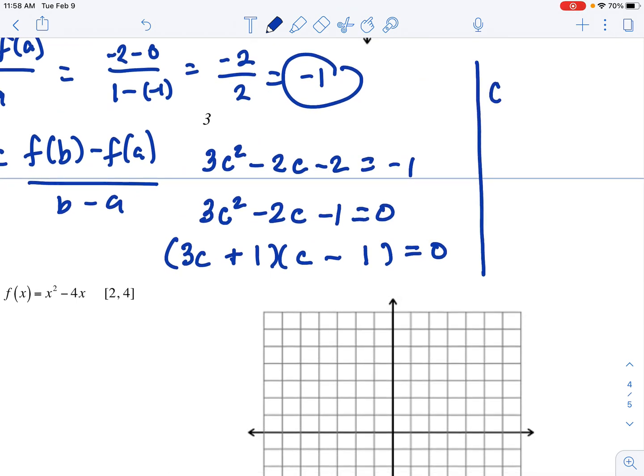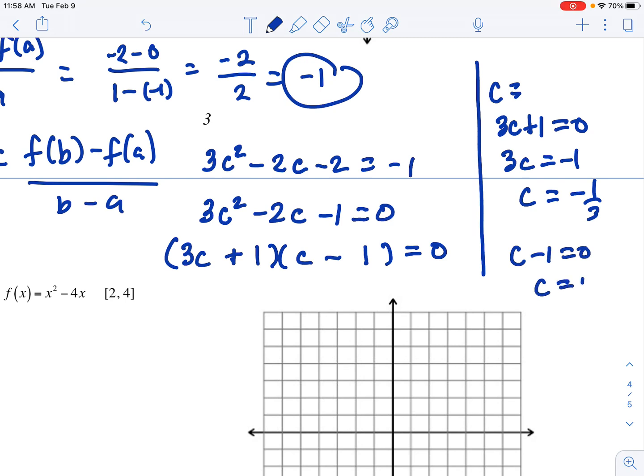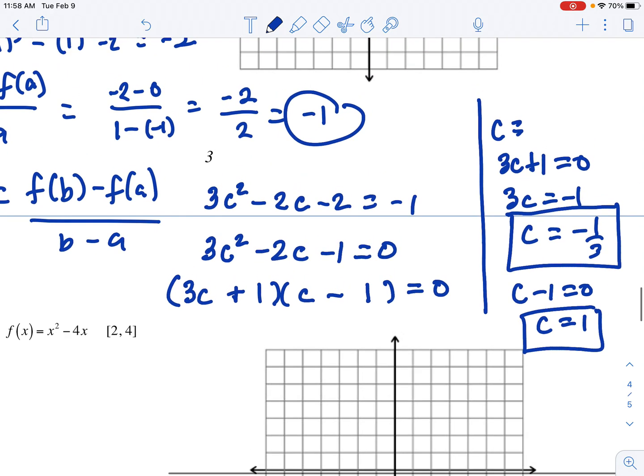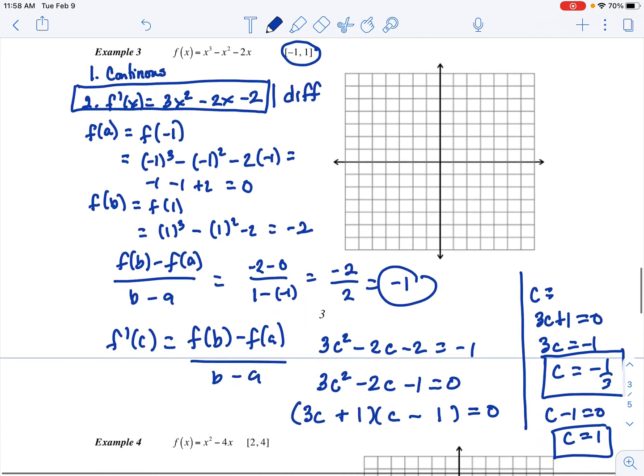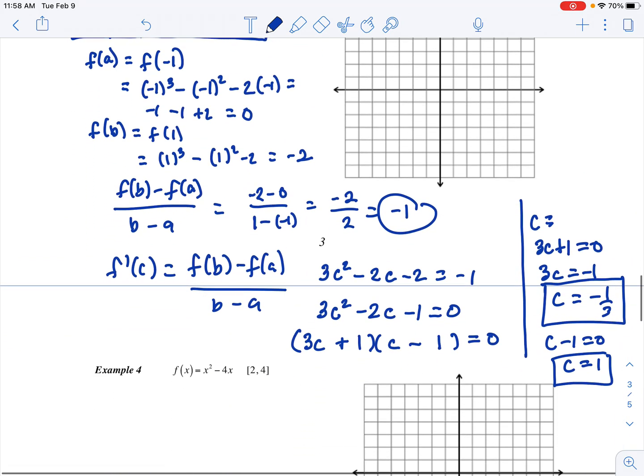So our c is equal to, let's just write it out: 3c plus 1 equals 0, 3c equals negative 1, c equals negative 1/3. The other one is c minus 1 equals 0, c equals 1. Are both of those in the interval? Yes. Okay, so you have those two on there, and I'll give you this theorem right here. Make sure we follow it.